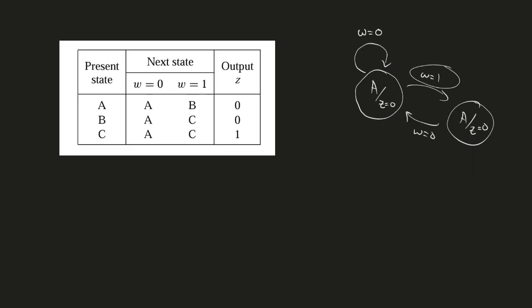sorry, this W equals 1 is for state A. I forgot to include that. But hold on, sorry, this should be state B. Sorry, I wrote A here, my bad. So when we press W equals 1 when we're in state B, we go to state C.